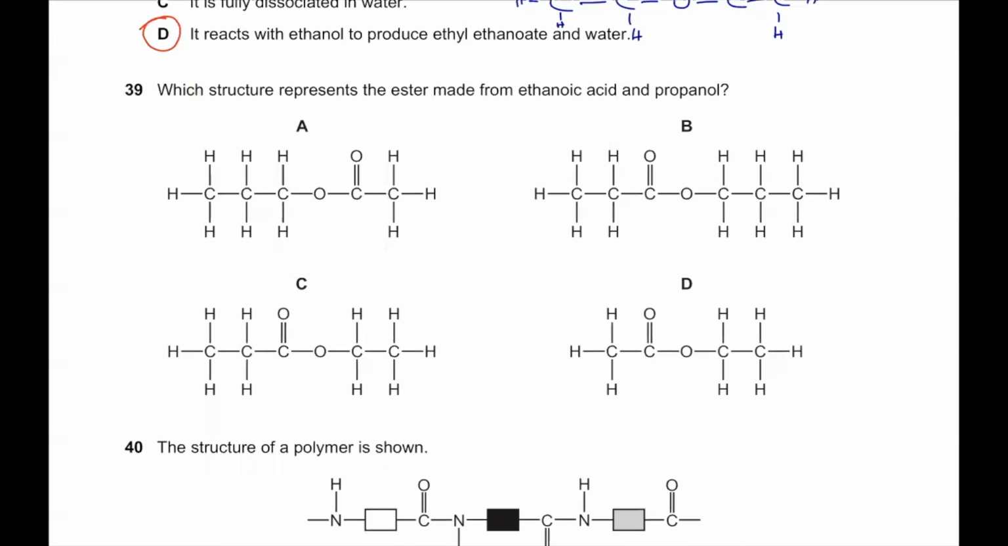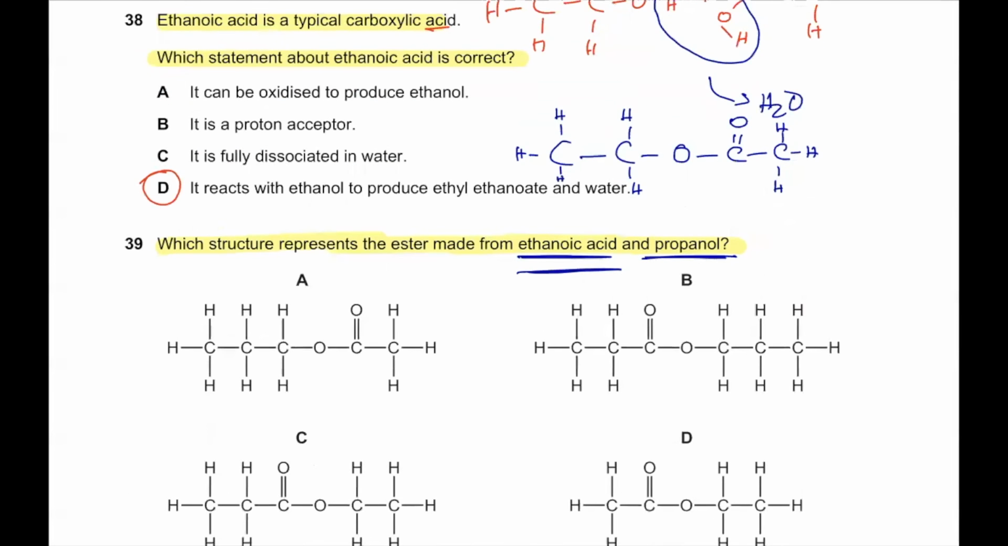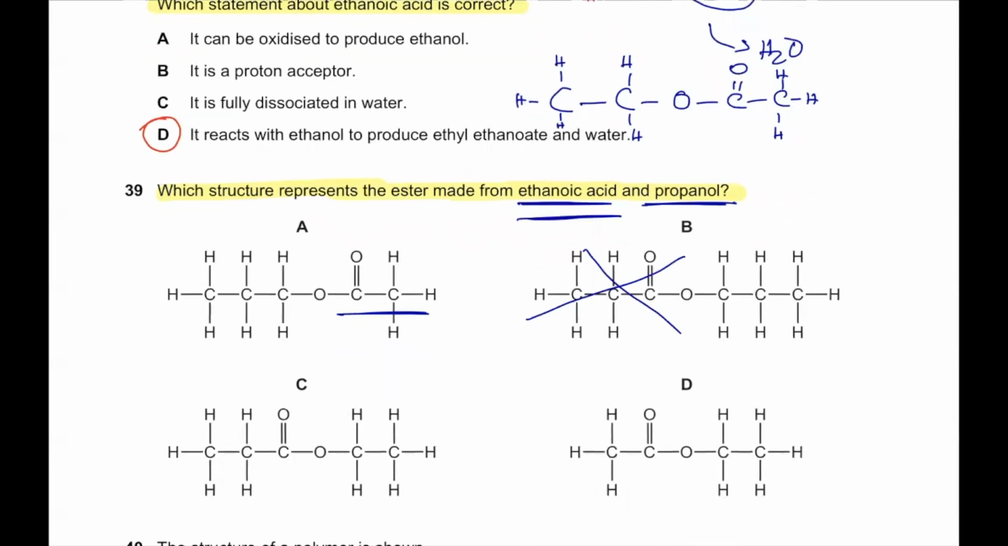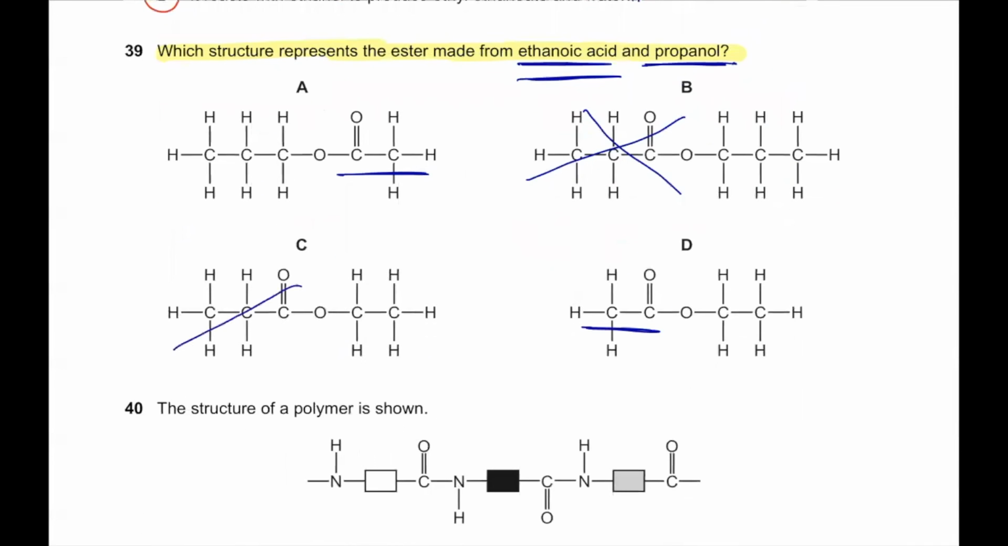Question number 39. Which structure represents the ester made from ethanoic acid and propanol? So ester made from ethanoic acid and propanol. Whenever you are presented with a question like this, remember the acid portion. Whatever acid, eth means there are 2 carbons, it is represented with a C double bond O. So ethanoic acid, first of all, let's find out where we have ethanoic acid. This is a propanoic acid, so wrong. Ethanoic acid correct, propanoic acid wrong. For both of these particular parts, we are okay.